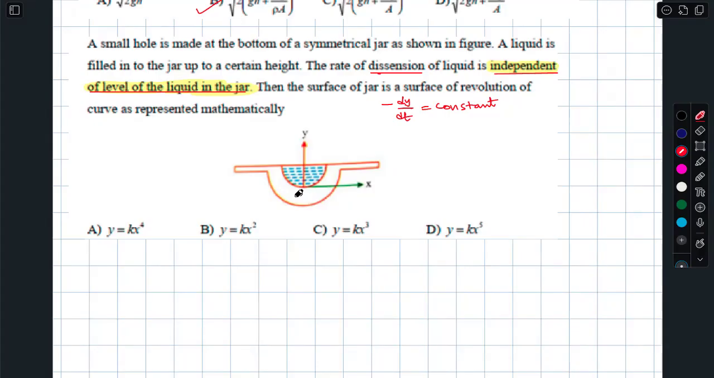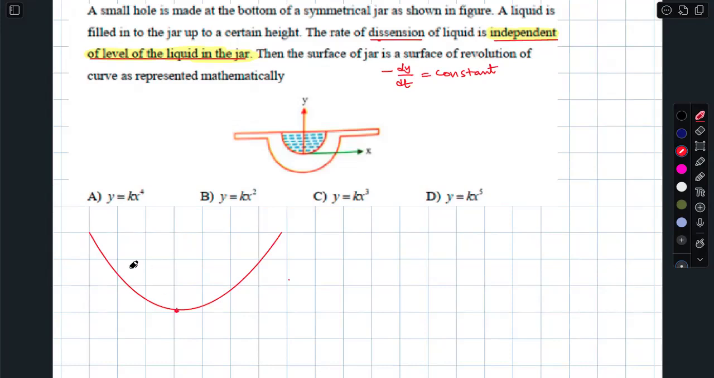Whatever is given, the equation of continuity still applies. Then what do you write? Say it is at a height y, liquid is going out with speed root 2gy, times a. At that instant this is x, pi x square times minus dy by dt. Any doubt in this?